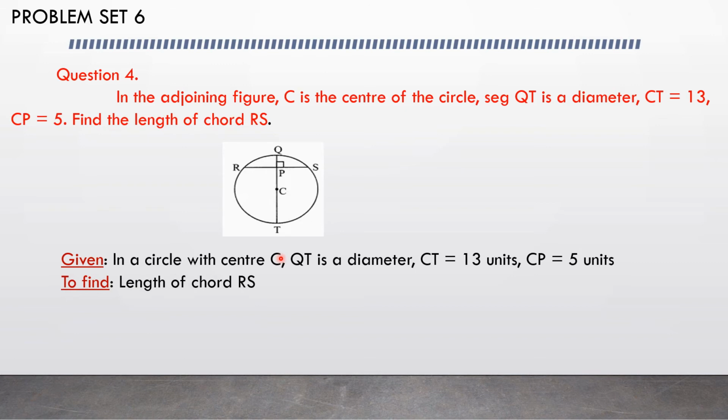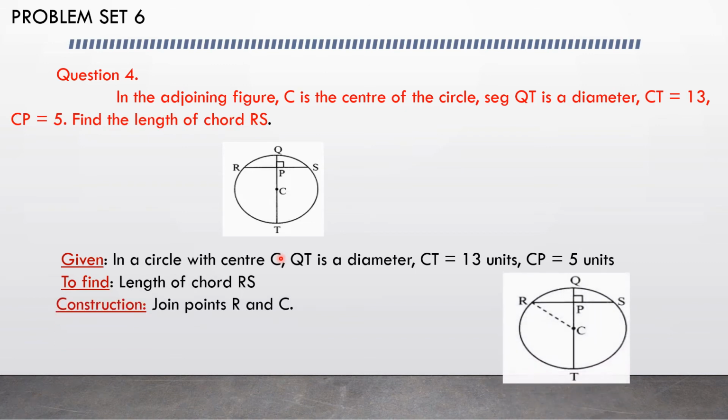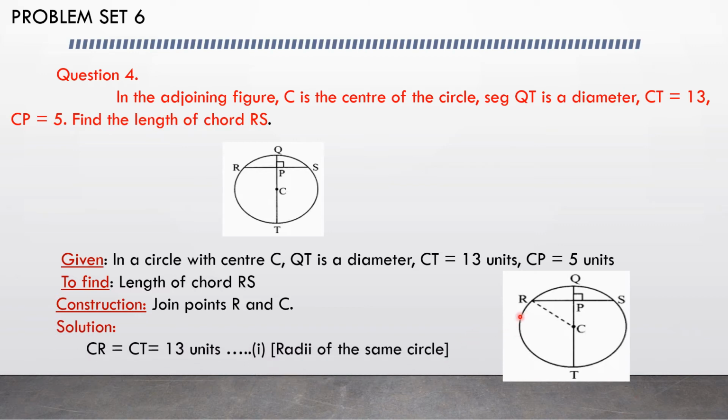And here construction. Join the points R and C. And then solution. In this figure, CR is equal to CT is equal to 13 units. That is the radius of the same circle. That is the equation number 1.